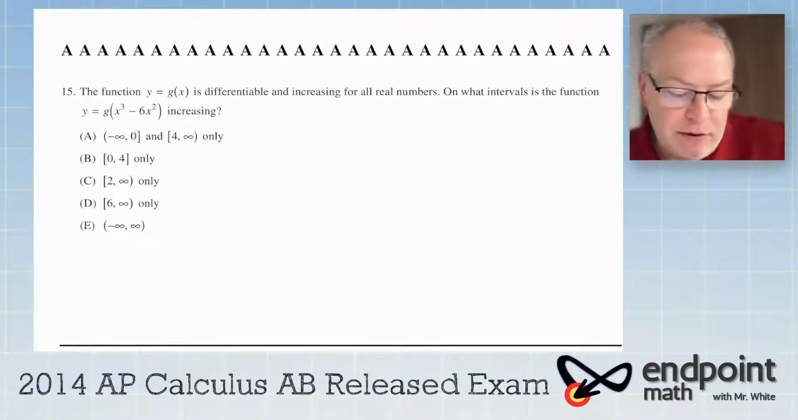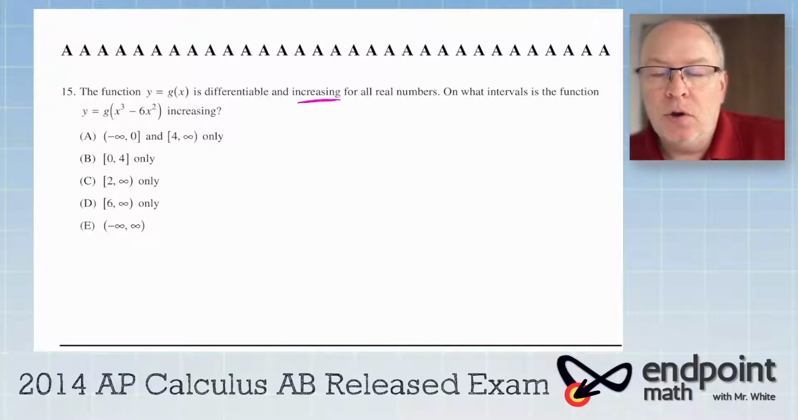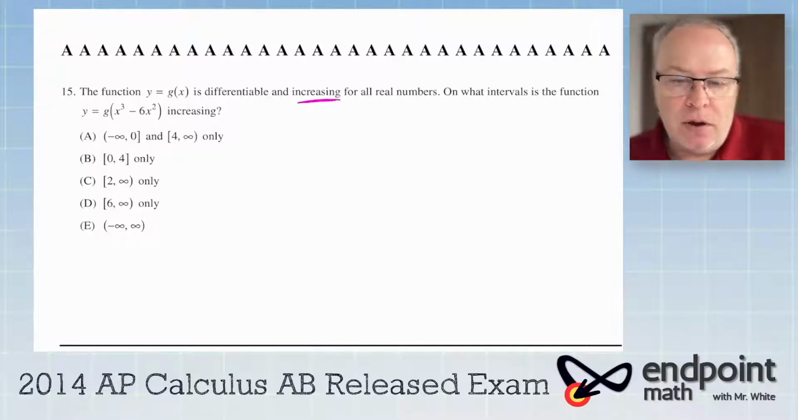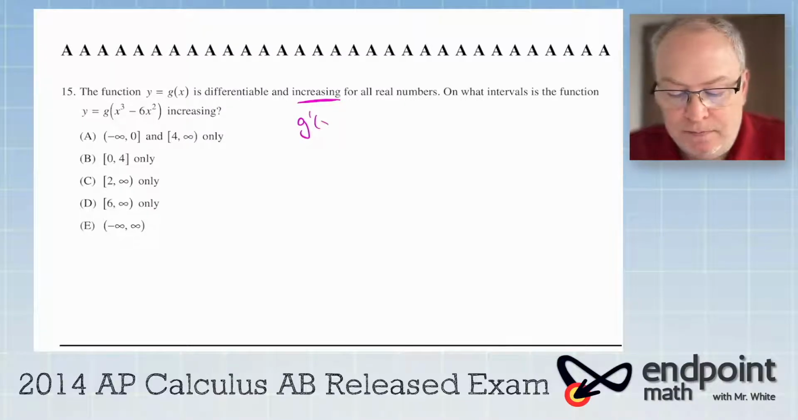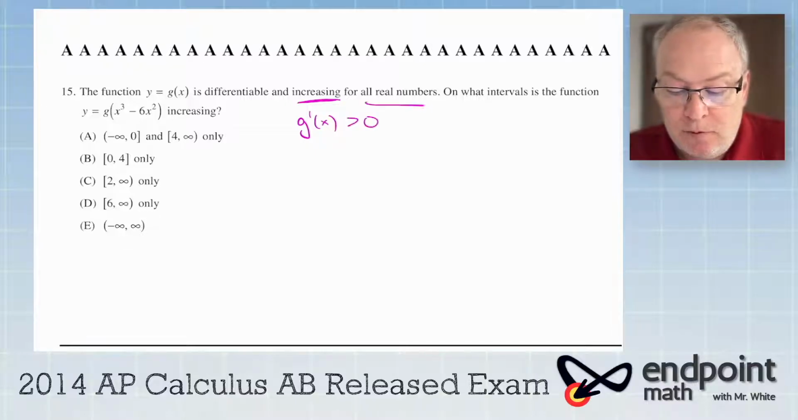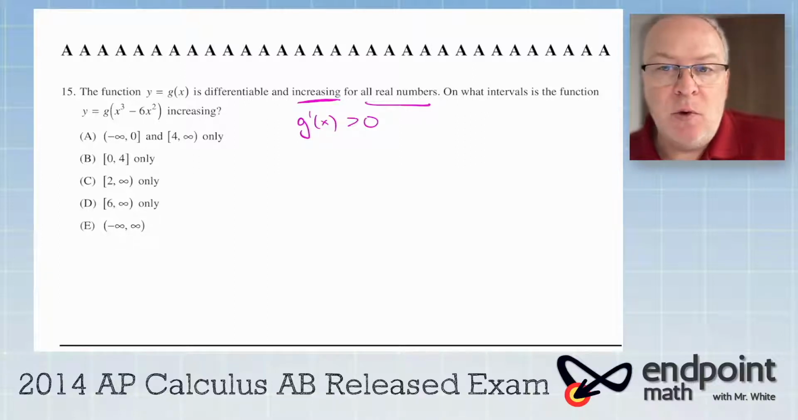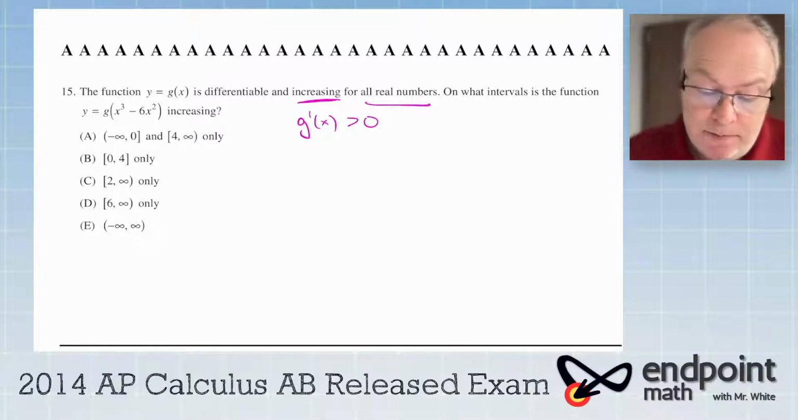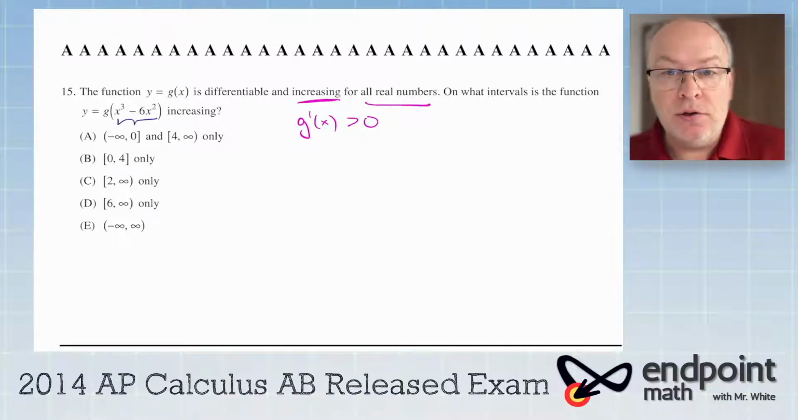The function g of x is differentiable and increasing. So when I read this the first time, I thought, okay, that means g prime of anything is always positive for all real numbers. Okay, so it could be for anything. We'll get to that in a second. On what intervals is the composite function, where you have this cubic on the inside, also increasing, or when is it going up?